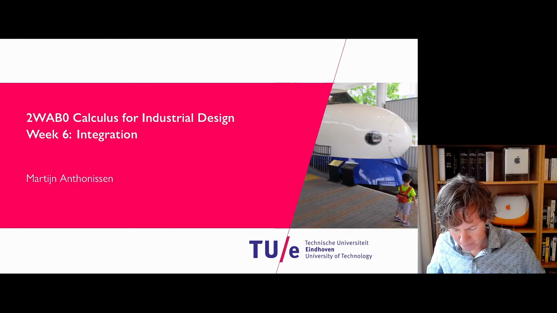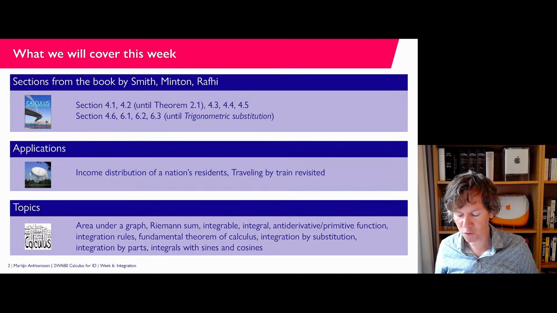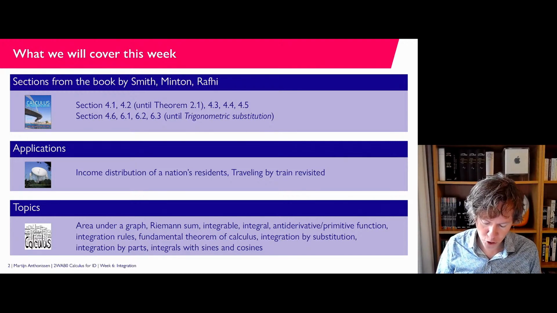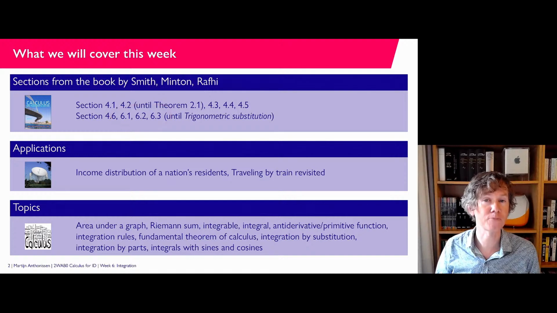Now, first of all, a little bit of an outlook. The sections that we will cover from the book by Smith and Minton are from chapter 4, so 4.1, 4.2 up to 4.5, and then a little bit from chapter 6.